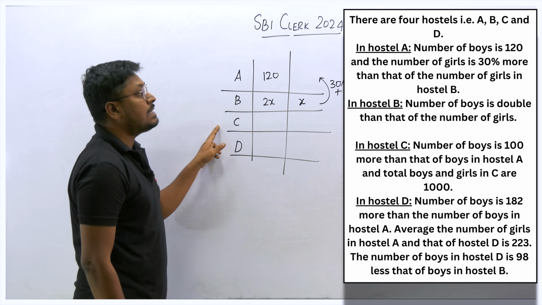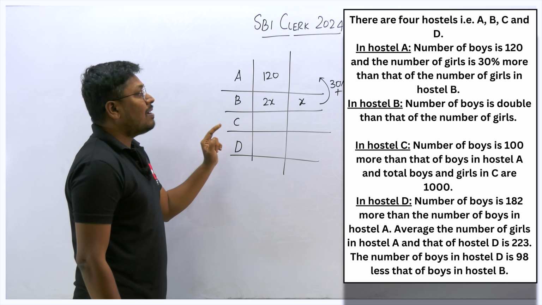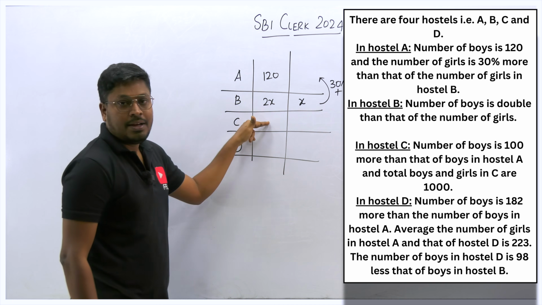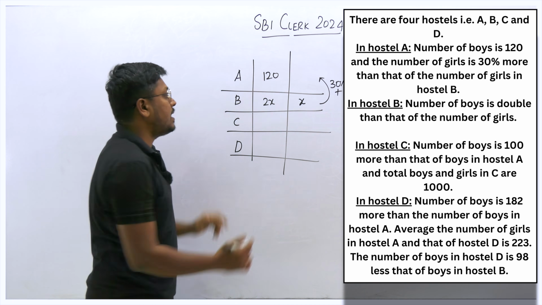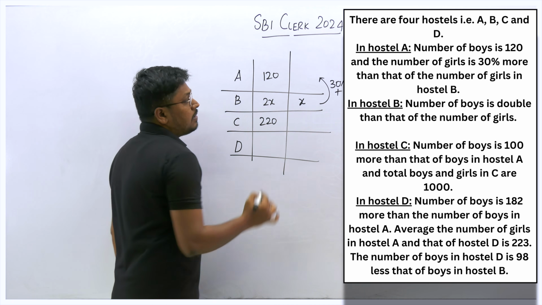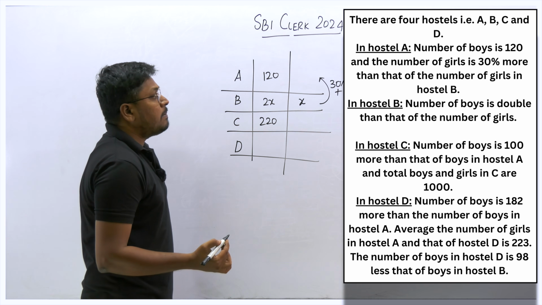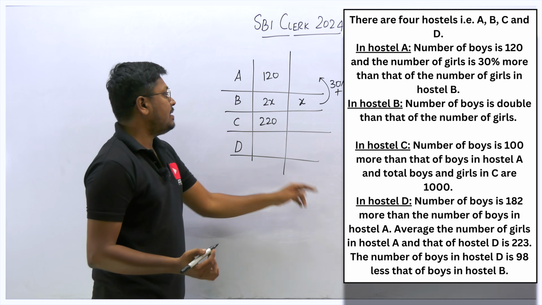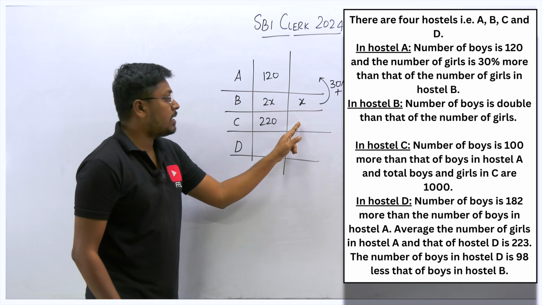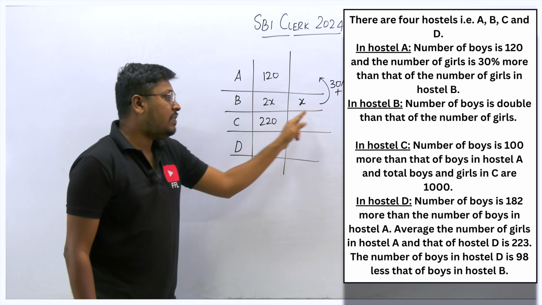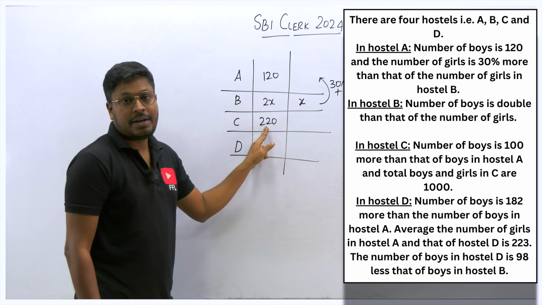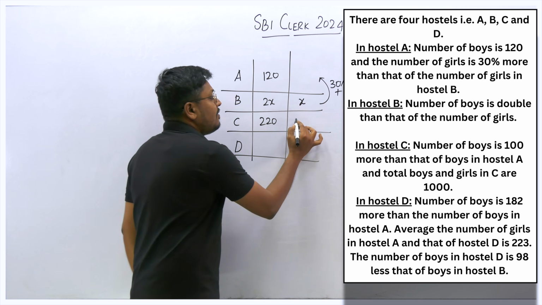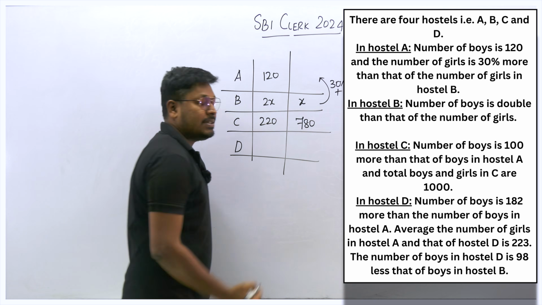So next point, hostel C. Number of boys is 100 more than in hostel A. If it is 100 more, already in A the boys are 120, so it will be 220, right? And the total number of boys and girls in C is 1000. So if the total is 1000, and we already found the boys is 220, then 1000 minus 220 will be 780. So 780 will be the total number of girls in hostel C.